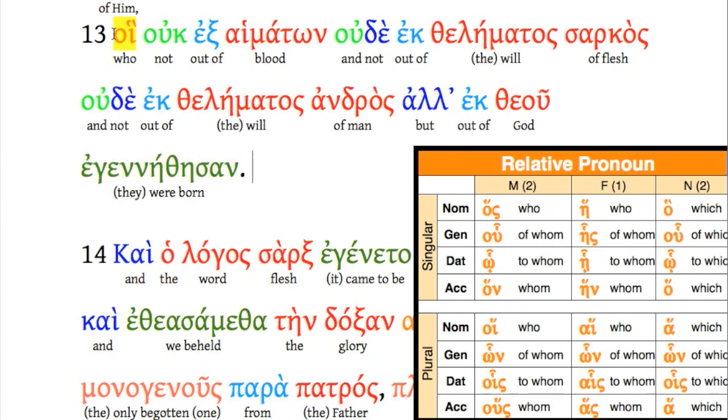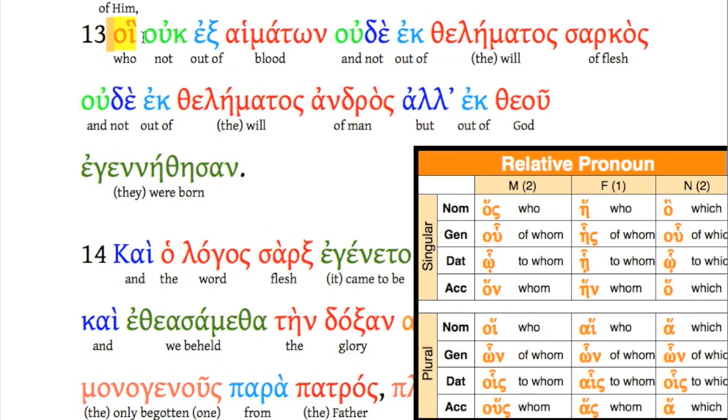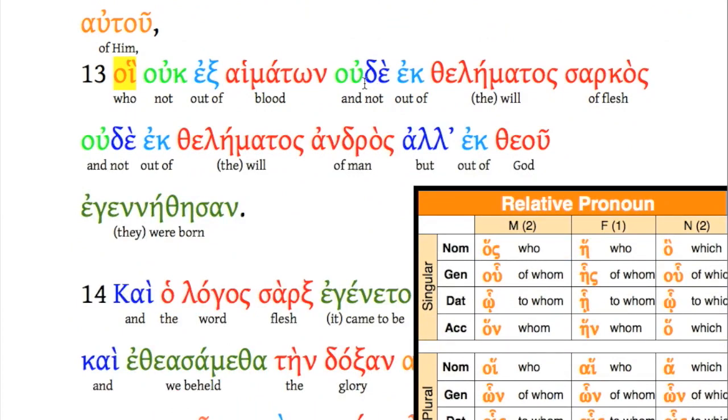Okay, but just notice that this "who" is this whole verse. The whole verse is a relative clause, and this is the subject of the relative clause. These are the ones who, not this, not that, but that. Okay, so can you see why that's nominative? It's the subject of the relative clause. But in number and gender, it matches its antecedent, the believing ones. Those hoi ouk ex haimaton, oude ek thelematos sarkos, oude ek thelematos andros, all' ek theou egennethesan.